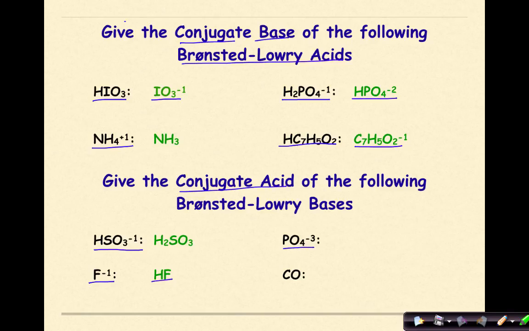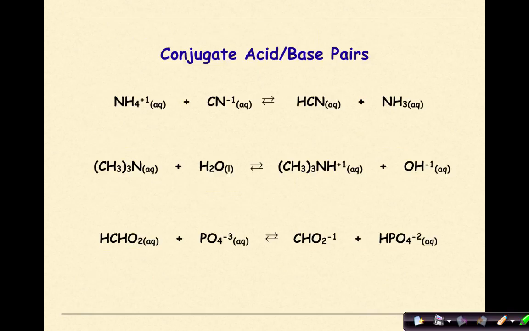PO4 minus 3 will gain a hydrogen and become HPO4 minus 2. And CO will gain a hydrogen and will become HCO plus 1. Now let's do some practice identifying conjugate acid-base pairs. So for each one on the reactant side, we're going to identify the acid and the base, and on the product side, the conjugate acid and conjugate base.